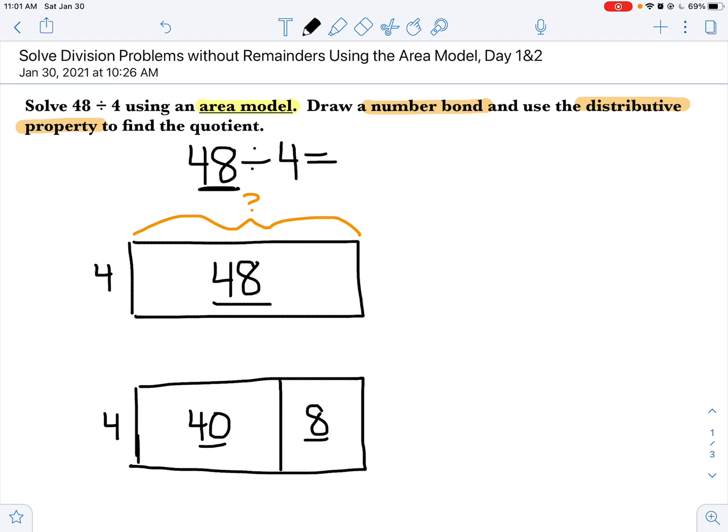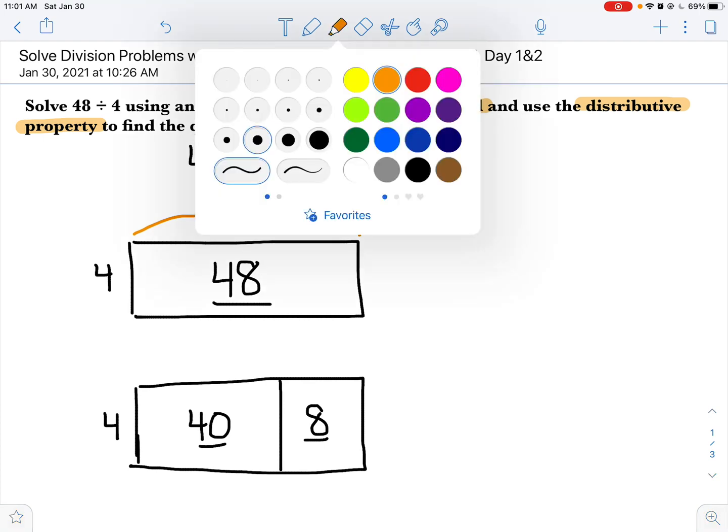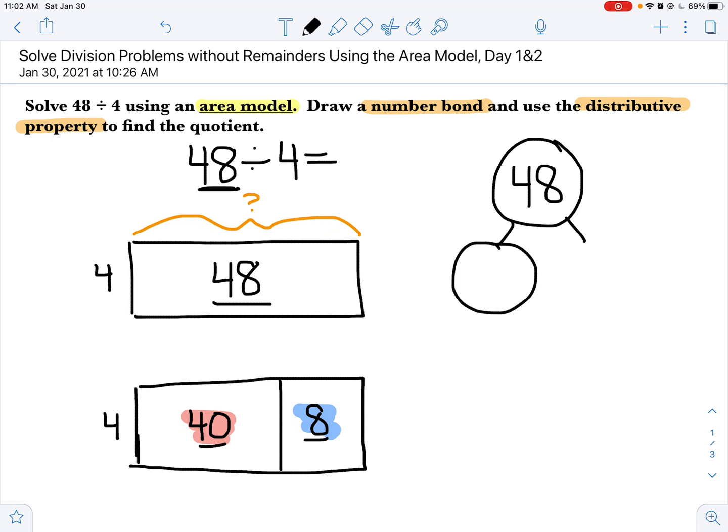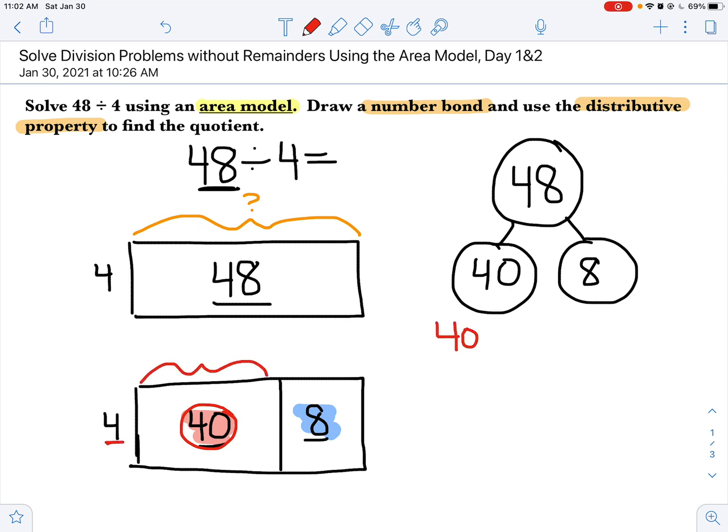Now what I really have is the problem of solving 40 divided by 4 and 8 divided by 4. And I'm going to show this in a number bond. If I draw a number bond and put my 48 up, what I've said in my second area model there is that I know 48 is made up of a 40 and an 8. So what I can do is I can say 40 divided by 4 to find this missing side. And I know that's going to be 10. So this length of this part of the rectangle is going to be 10.